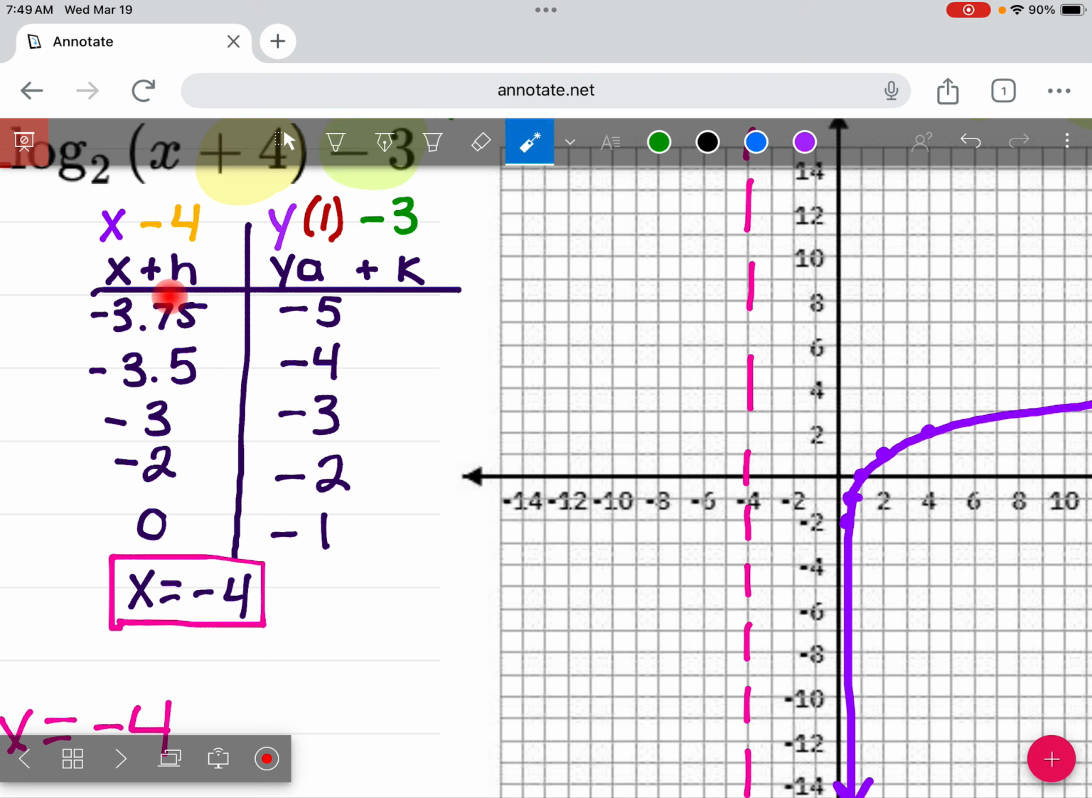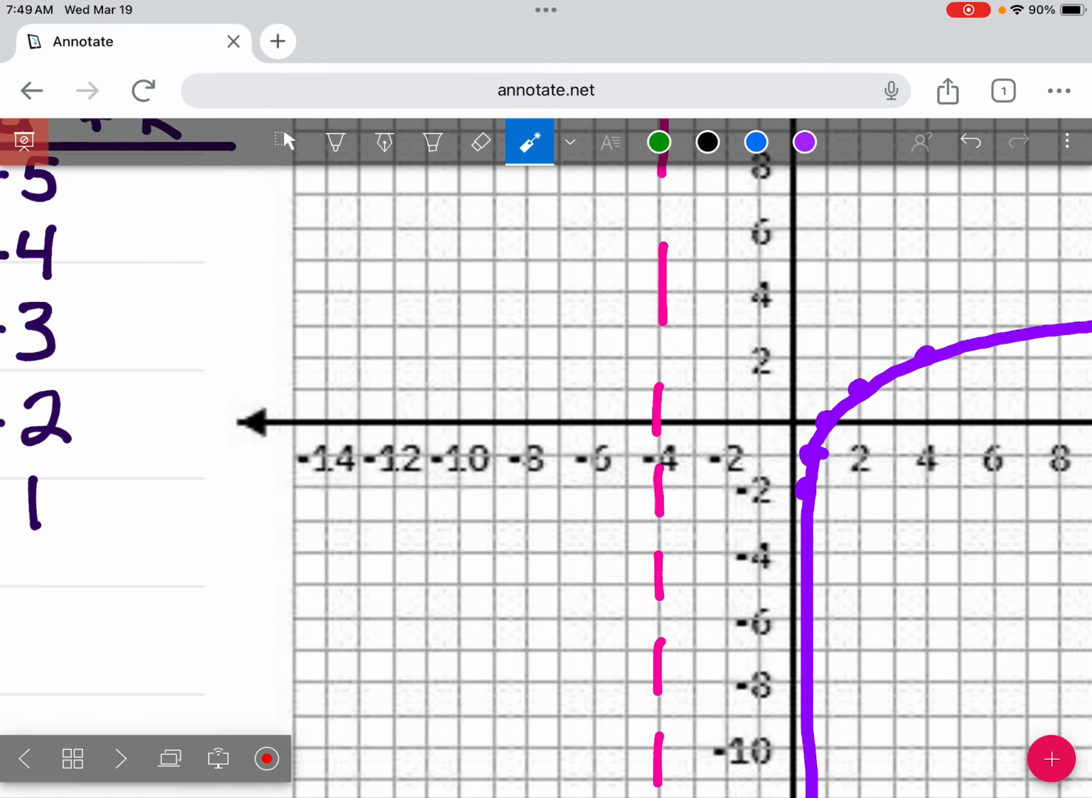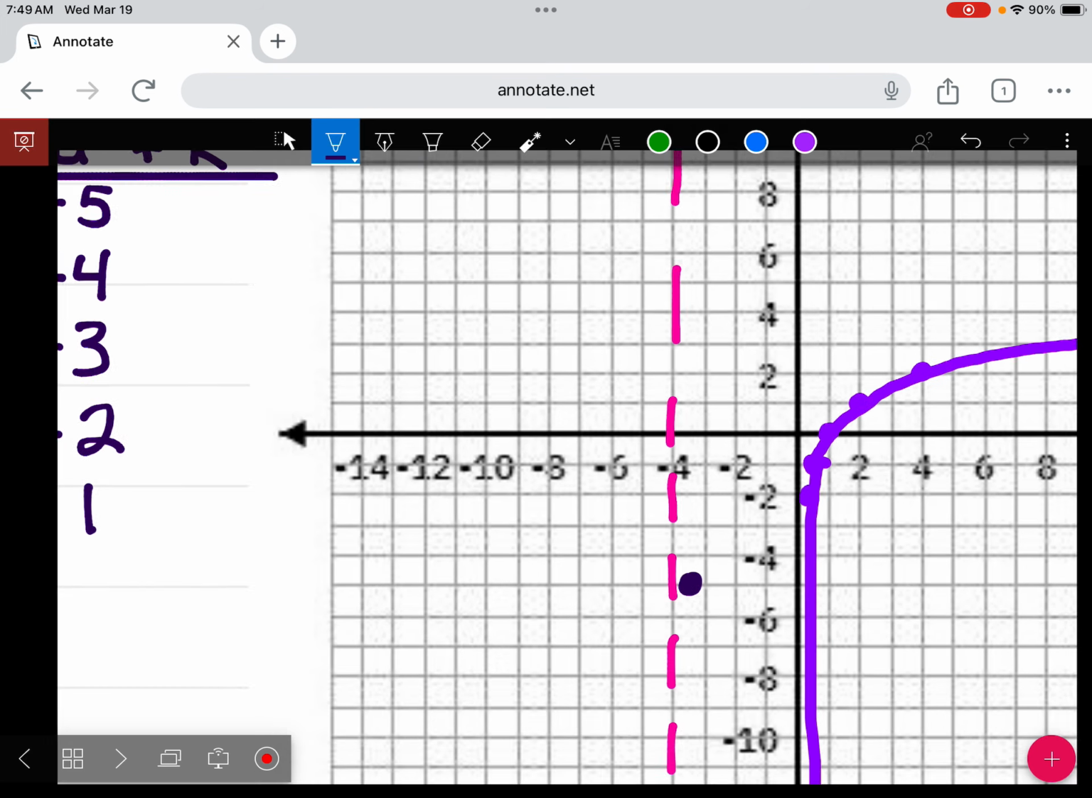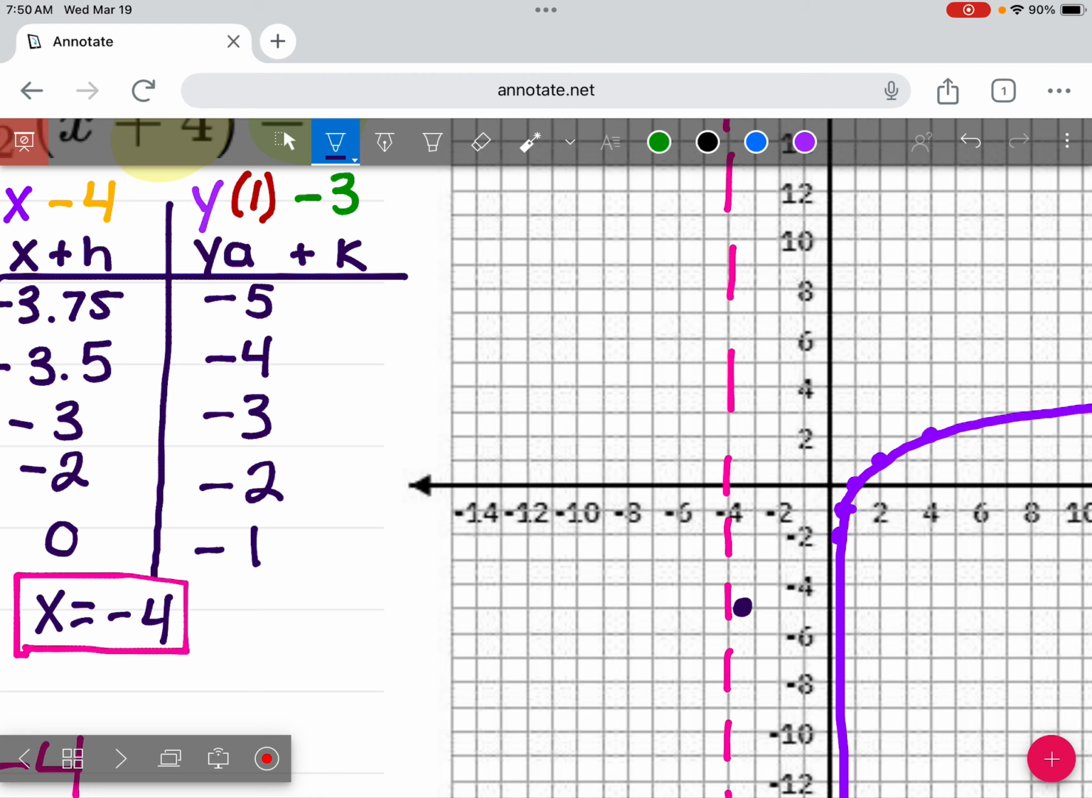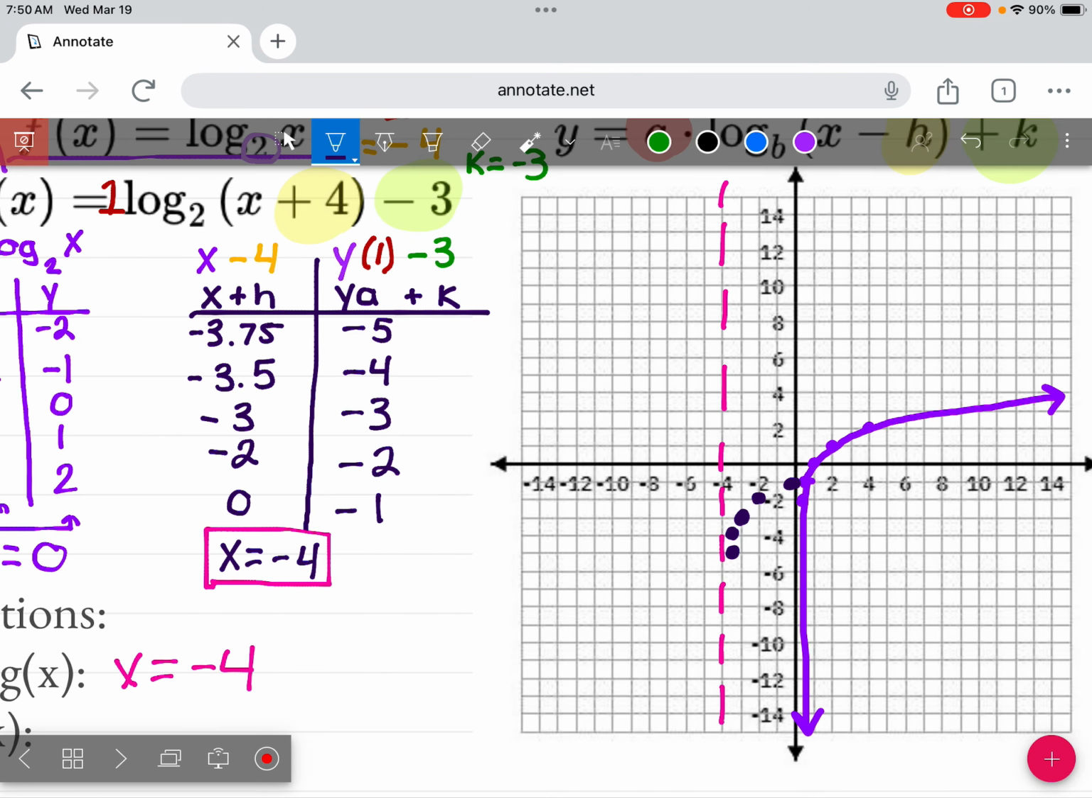So we need to be really careful because our x's get real decimally over here. So we have our -3.75, -5. So that gives us a point down here. We've got our -3.5, -4. So we're here-ish. Very, very similar. -3, -3 gives us a point right there. -2, -2 gives us a point right there. And 0, -1 gives us a point right there.